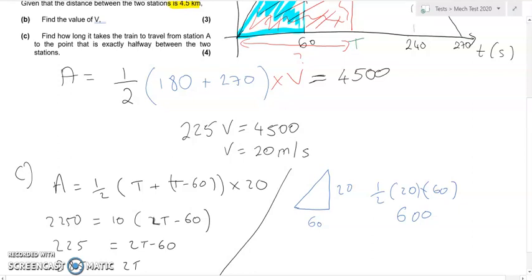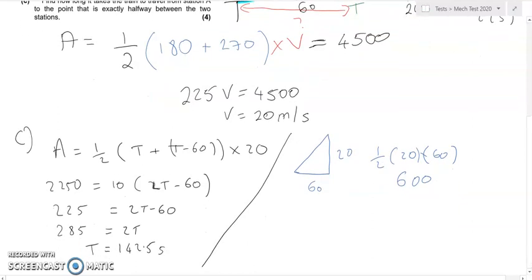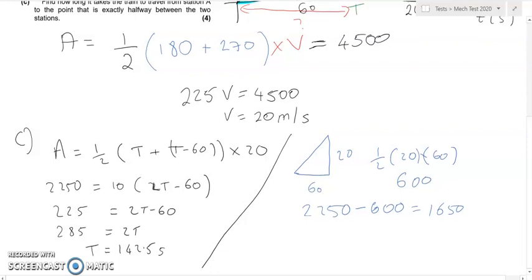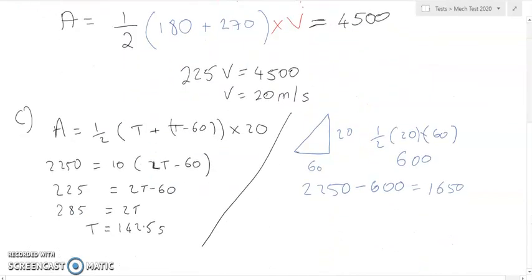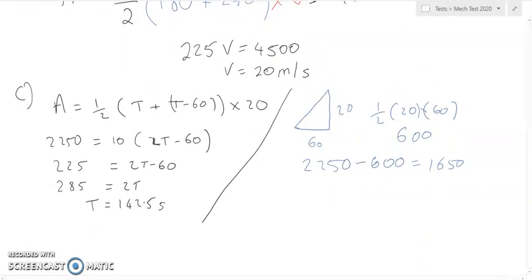That's half 20 times 60, and so that's going to be 600. So we know that the first bit where the train was accelerating, for 60 seconds it travels 600 meters. And we want to know when is it halfway, so we do 2250 take away 600, and that gives us 1650. So now we know that the area where it was traveling at constant velocity, I'll do that in purple, that's this rectangle here. The bit where it was traveling at constant velocity is 1650 meters wide.